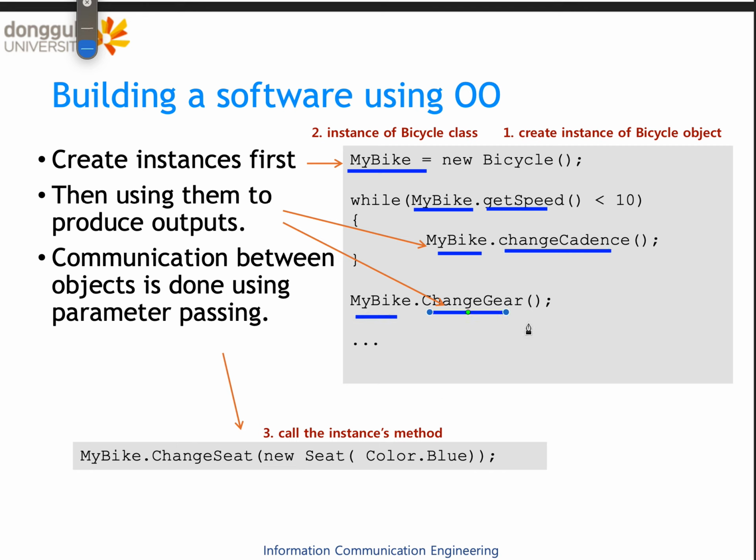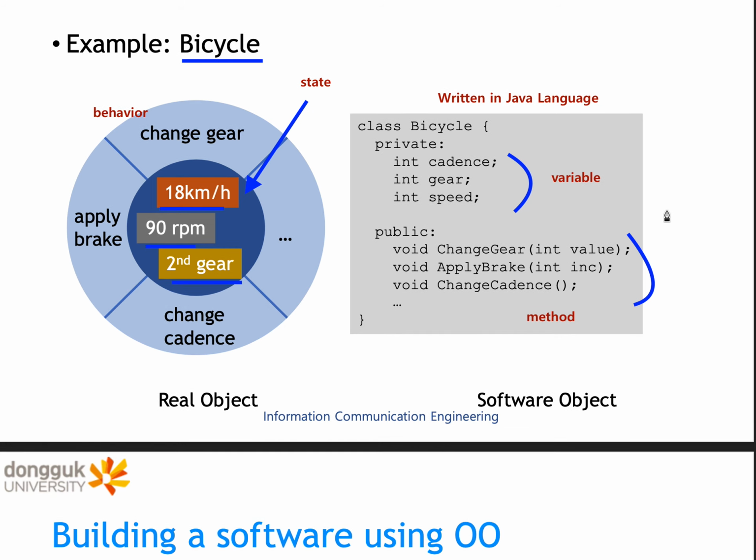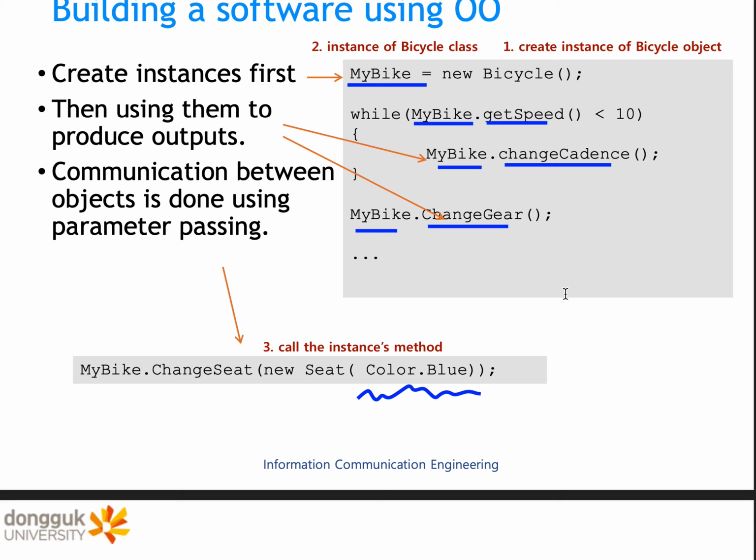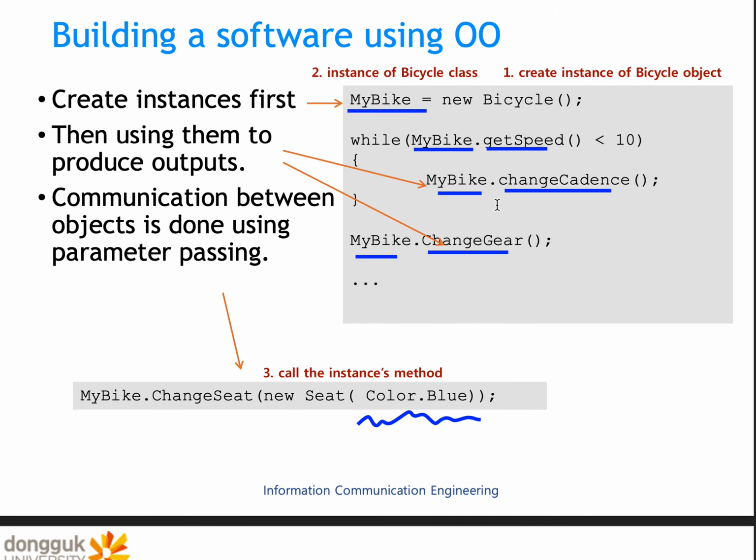And this instance method can have multiple types of parameters, likewise you're doing in Java or C or C++ language. So the method has its own parameters and may have some return value. So once you define classes, then you can use them by creating an instance first and calling methods of the class. That's how to use software in an object-oriented way.